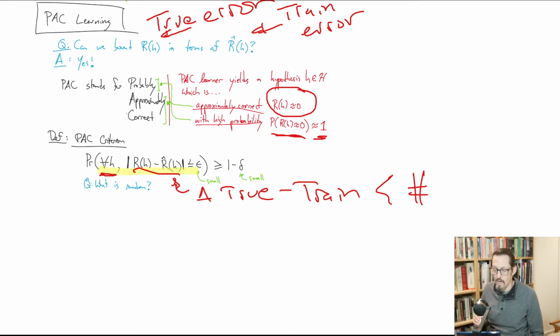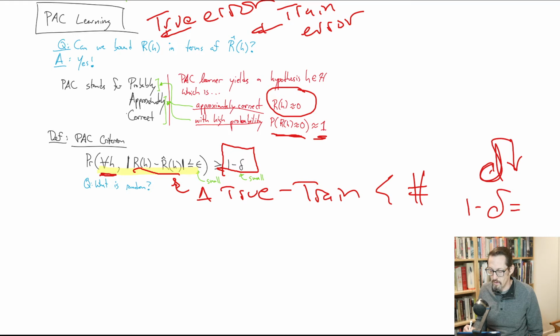Then we not only want to do that, but we know that there are some probabilities here. There's something random. So we want to make sure that all this happens with a probability that's high. When delta is a small number, then 1 minus delta is a number that's close to 1. So we're getting there with high probability.